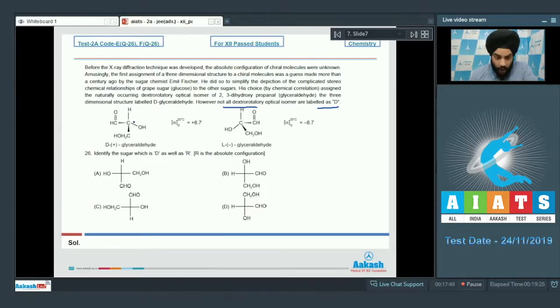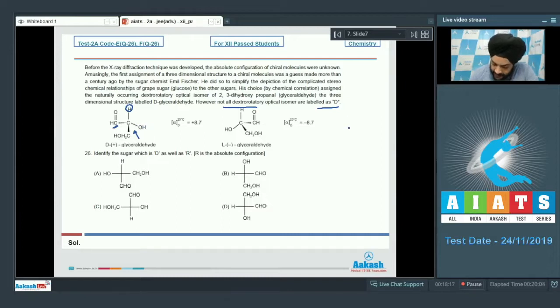So if we try and draw the Fischer representation of this D-glyceraldehyde which is given to us, students, if we assume that the CH bond and the CHO group are going away from us, inside the plane of paper, so OH will be coming towards us from the right and CH2OH will be coming towards us from the left. So we are to view along this line. So these groups have to go below the plane and this will have to come towards us.